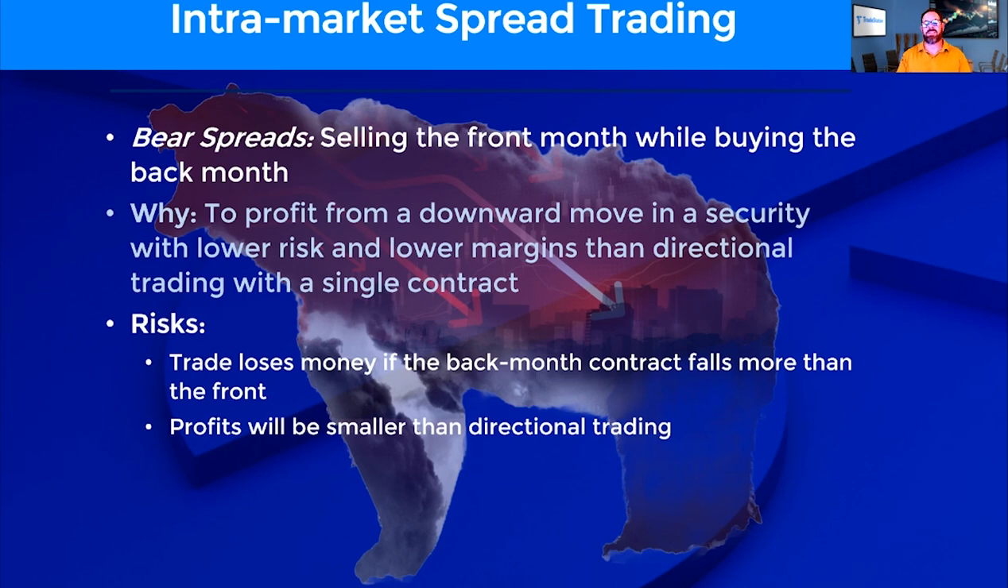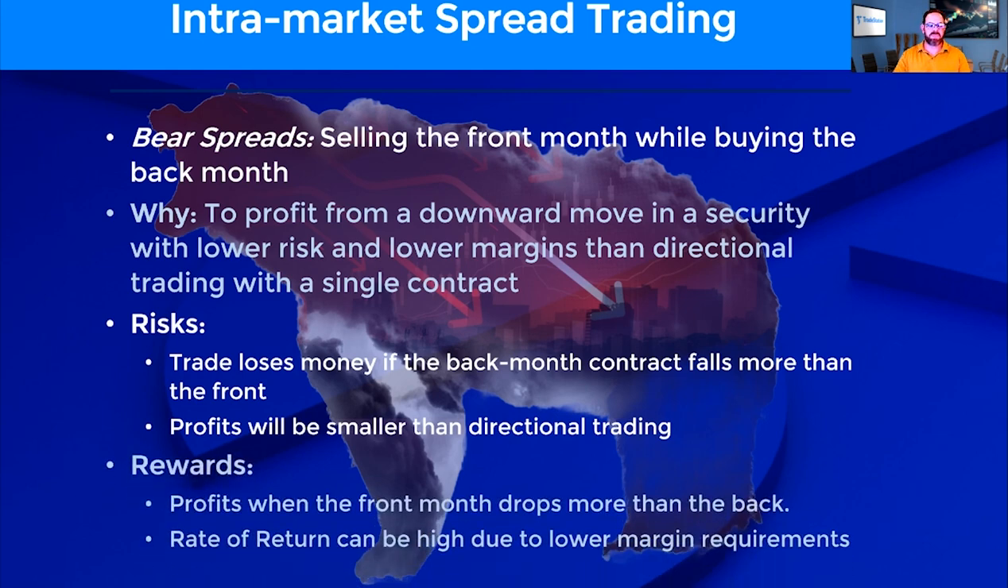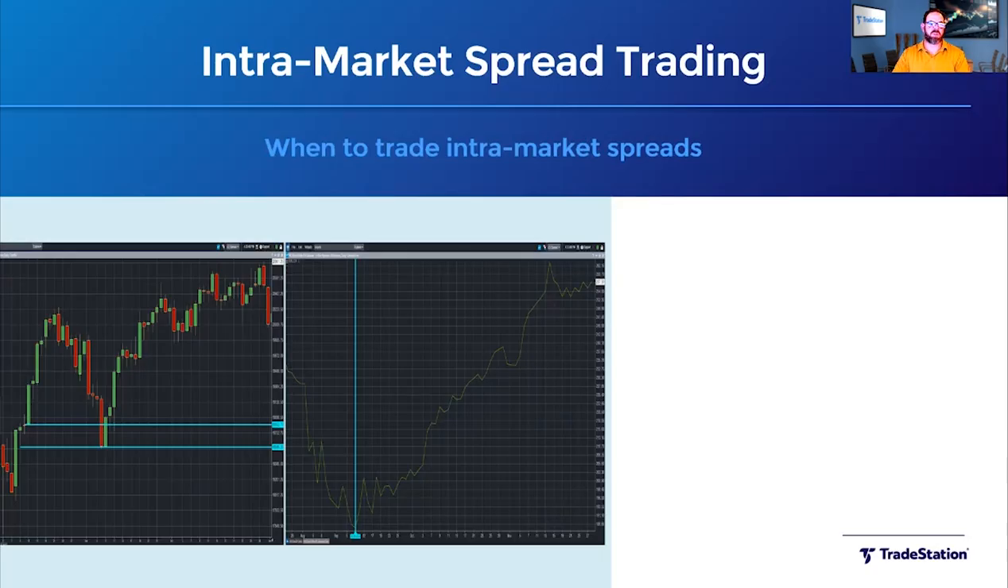And the profits are definitely smaller than if you just went ahead and shorted a contract or sold a contract. The reward, obviously, is if the front month does drop faster than the back month, the spread widens, and you profit, because you short the front month and you buy the back month. If they both go down, your one position makes a lot more than the other loses, and you're net positive. So the rate of return can be high due to lower margin requirements.